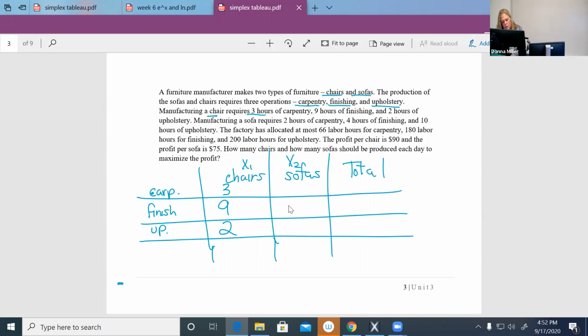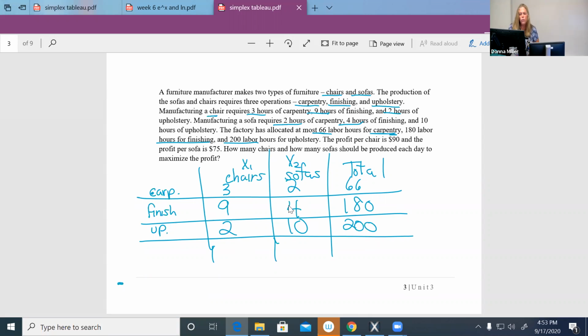Let's see. I did that. All right. Manufacturing a sofa requires 2 hours of carpentry, 4 hours of finishing, and 10 hours of upholstery. I'm just filling in the numbers now. The factory has allocated at most 66 labor hours for carpentry, so that's a total, right? Total carpentry. 180 hours for finishing. This would be the total finishing, right? And 200 hours for upholstery.